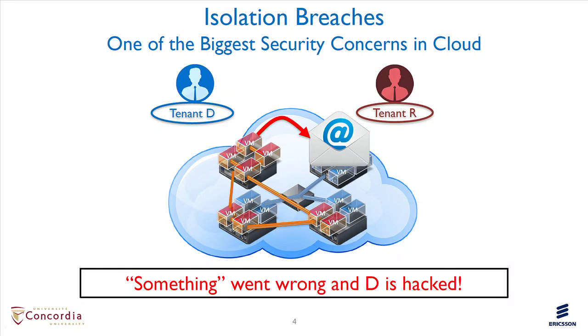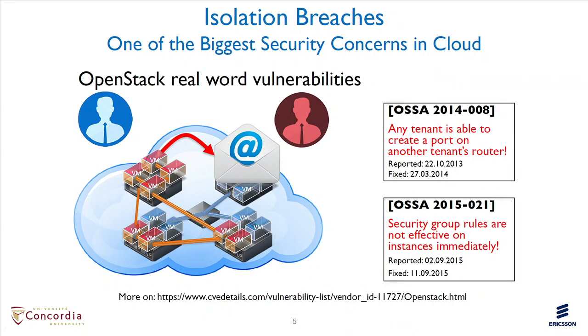And in this case, we actually don't need any help of another country, because these cloud platforms have enough implementation flaws which allow you to breach isolation. Just for an example, here I put some OpenStack real-world vulnerabilities. One of them allows a tenant to create router ports into other tenants, and the other vulnerability says that security group rules are not effective on instances immediately. So even if you add security groups, they are not being effective. There are many more in the provided link.